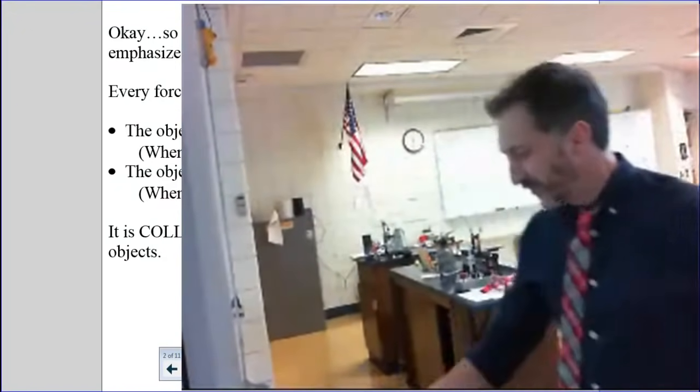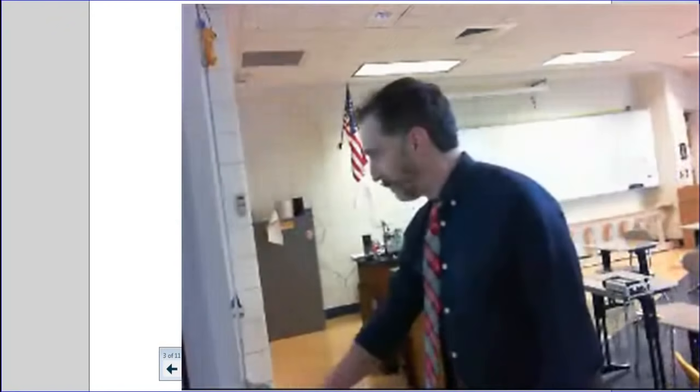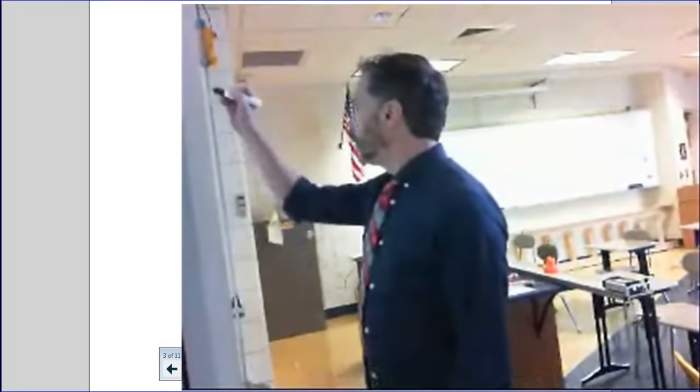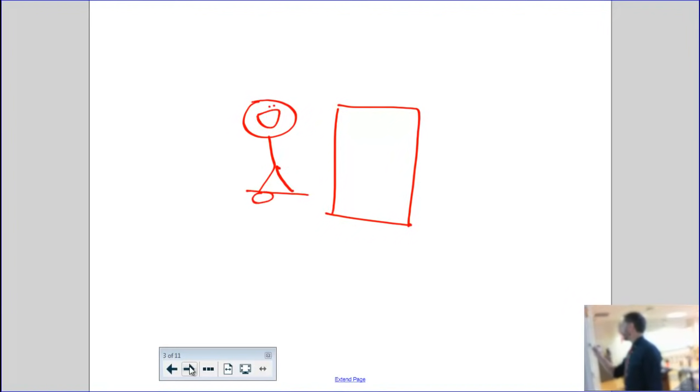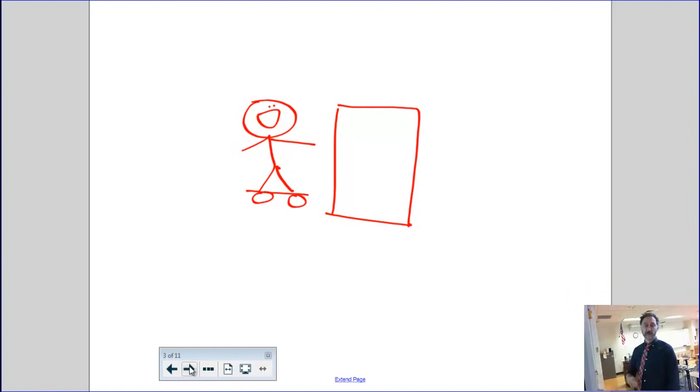Okay, so let's think about what just happened there. Here was our filing cabinet sitting on the ground, and here's me, standing on a skateboard. Now the purpose of the skateboard is it represents there being no friction. Okay. So let's think about what just happened here.